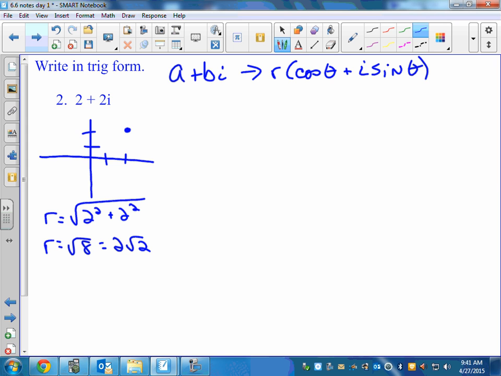How am I going to find theta? You could draw a triangle. Sometimes you can just use your brain a little bit. Use what you know about trig. If I'm in the first quadrant, and this is 2, and this is 2, and this is 2 radical 2, do you know what angle that is?